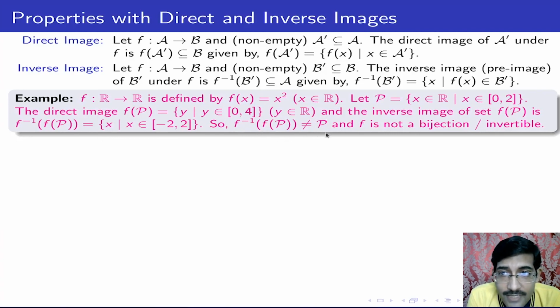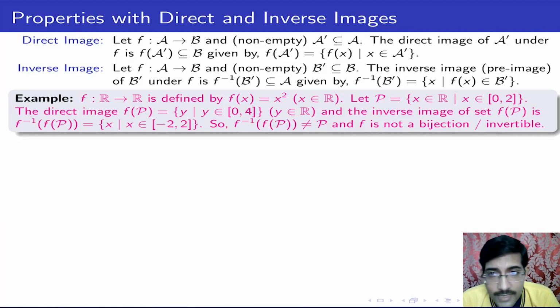That means this is not a bijection. If the function f that you have chosen is a bijection, then for any arbitrary set you choose, if you go for a direct image and come back through an inverse image, it will always be the same. So if there exists a set where this property does not hold, then you can claim that your f is not a bijection or invertible. Sometimes we prove the invertibility or the non-existence of invertibility or bijection by this phenomenon also.